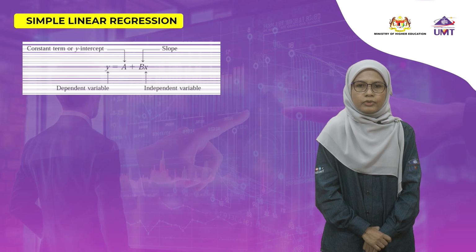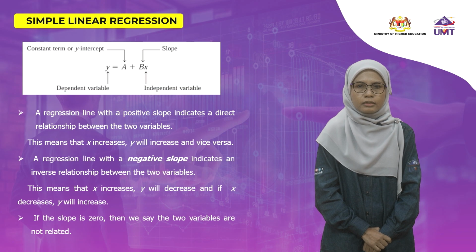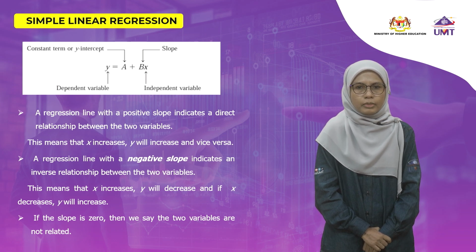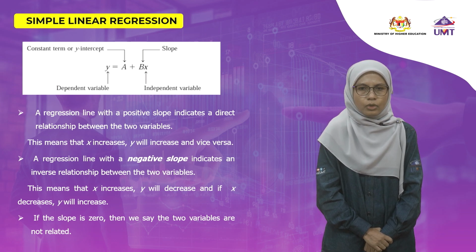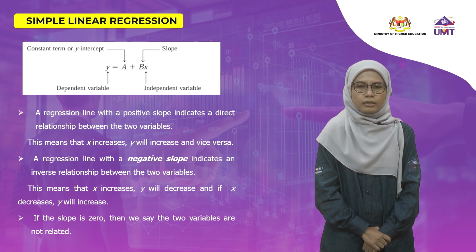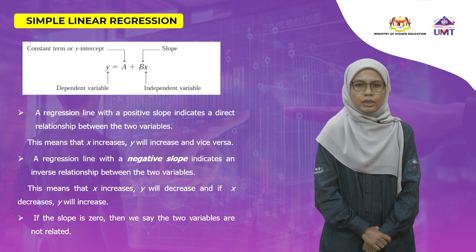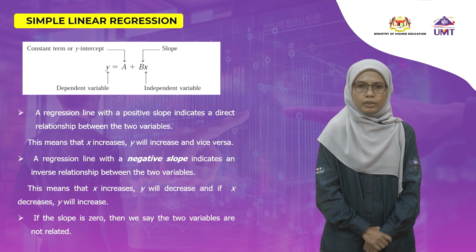The slope of a regression line tells us the type of relationship. A positive slope means that as x increases, y also increases. A negative slope means as x increases, y decreases. If the slope is 0, there is no relationship between the variables. So, just by looking at the slope, we can understand how two variables move together.